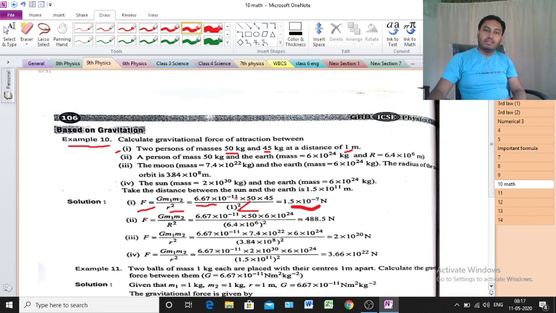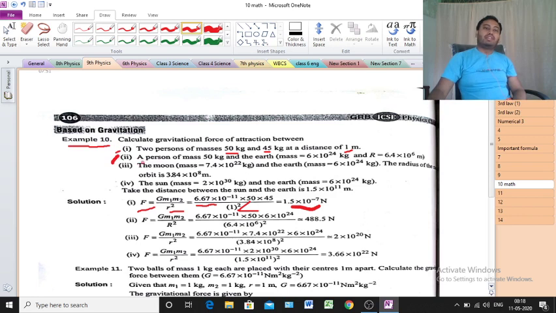Can you do this calculation without the help of a calculator? Can you solve this? That is very simple. Just 50 into 45, that means 45 into 5. Clear? Here will be 10. Just put this and then simplify it, then you will get 1.5 into 10 to the power minus 7 Newton. Clear? I hope it is clear. Just try to solve yourself.